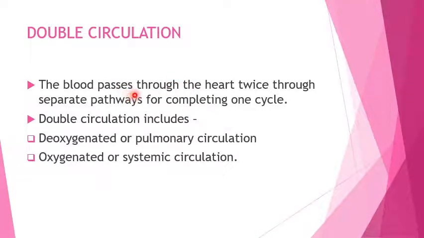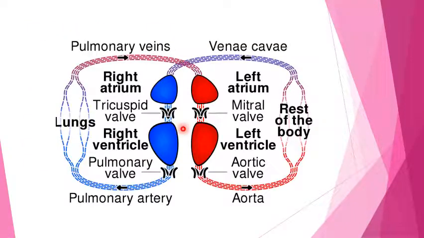The blood passes through the heart twice through separate pathways for completing one cycle. And these pathways are deoxygenated or pulmonary circulation, and oxygenated or systemic circulation. One by one we will discuss what deoxygenated and oxygenated circulation are. In this figure you can see both the pathways. The blue color indicates the deoxygenated blood, whereas the red color indicates the oxygenated blood.